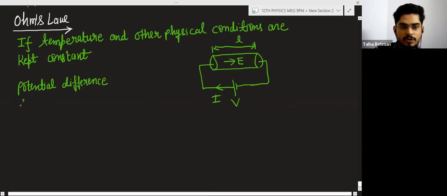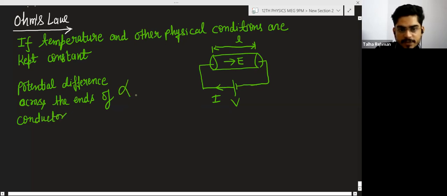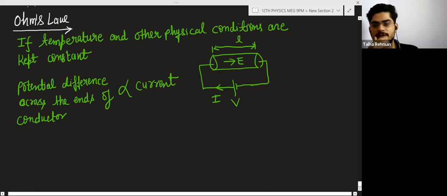the potential difference across the ends of the conductor, V, the potential difference or voltage across the ends of the conductor, is directly proportional to the current flowing in the conductor.